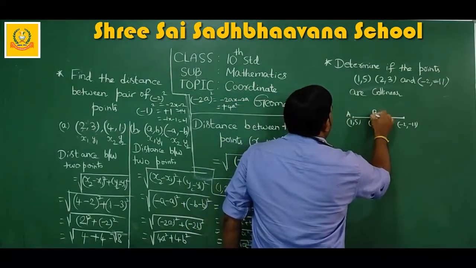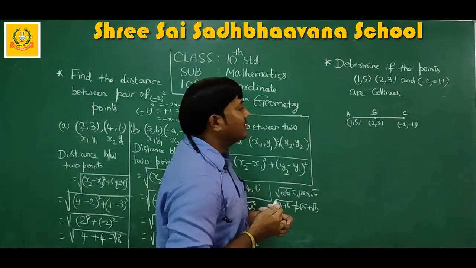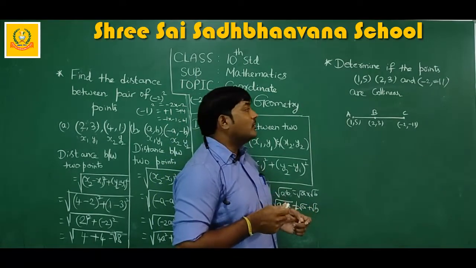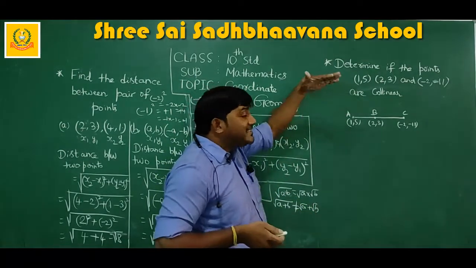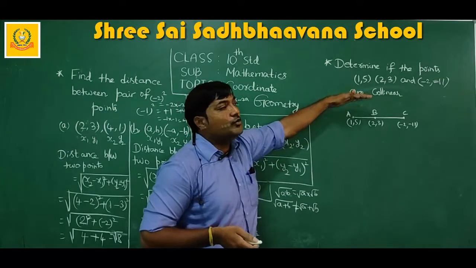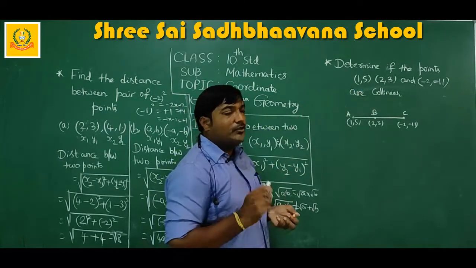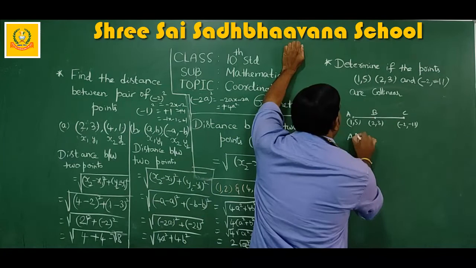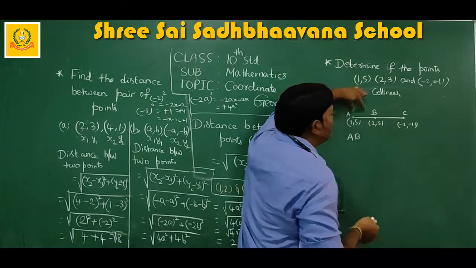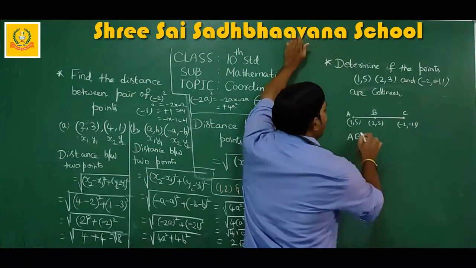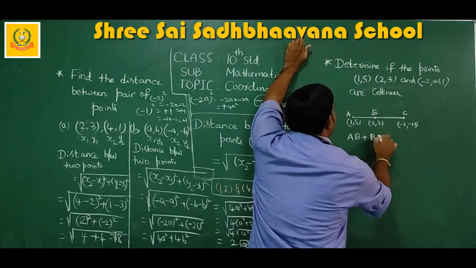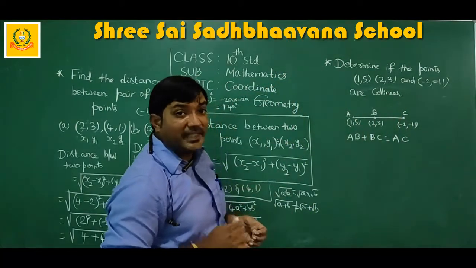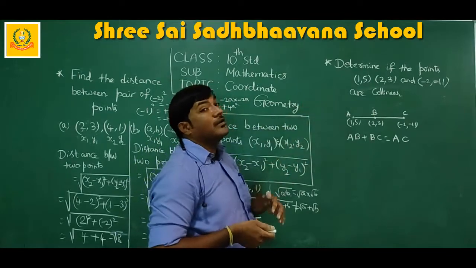So A, B, C I will take. So what are these 3 points? I am naming the first point as A, second point as B, third point as C. Here, we have to use the distance formula, understood, to prove that they are collinear. If they are lying on the same line, the distance between AB and the distance between BC should be equal to the distance between A and C. Understood? Then we can say these three points are on the same line.